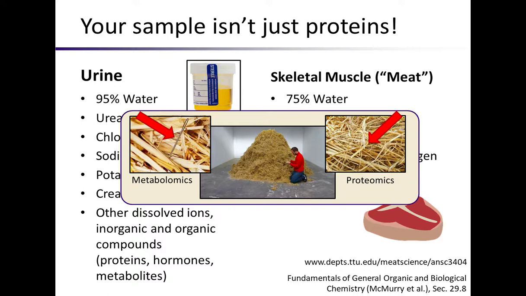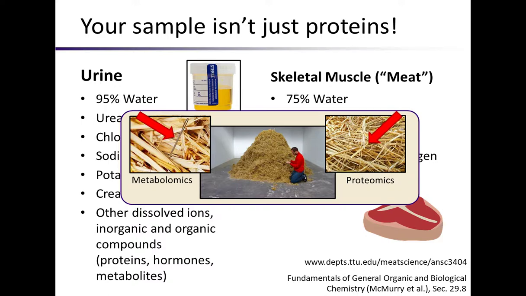Whereas if we look at skeletal muscle, the second most abundant compound is protein, followed closely by lipids and then other things. And so obviously these two samples are going to require two very different methods to analyze the protein, right?